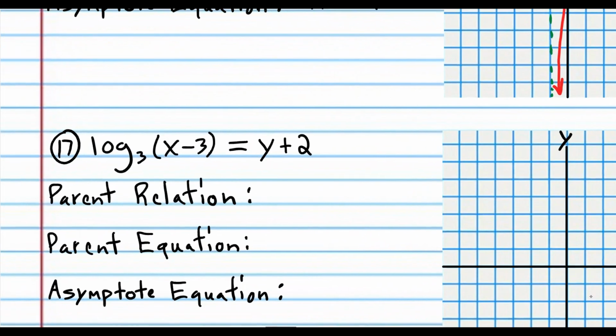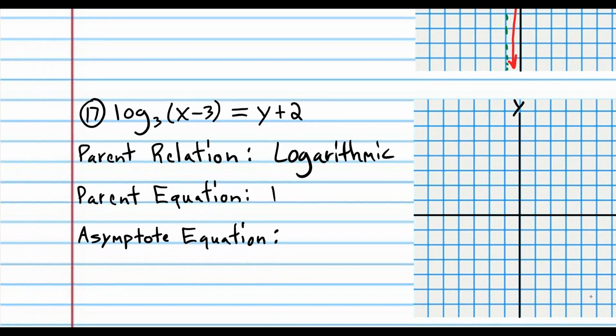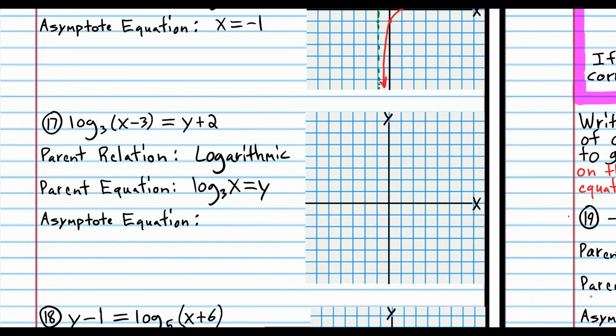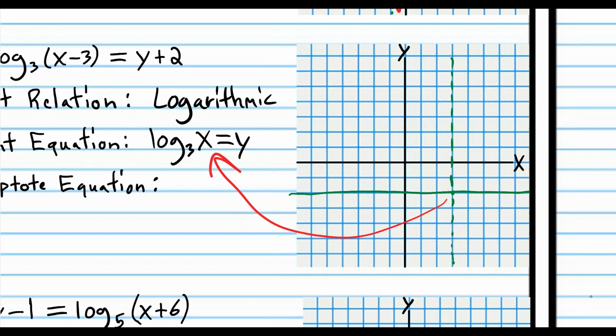Okay, we're back. Obviously, the parent relation we're going to use is the logarithmic relation. And the parent equation is log base 3 of x is equal to y. And we're going to start at the origin and move 3 units to the right. 1, 2, 3. And 2 units down. Now we're going to draw a dotted asymptote and a temporary horizontal so that we can pretend that this is the new origin and use our parent equation there.